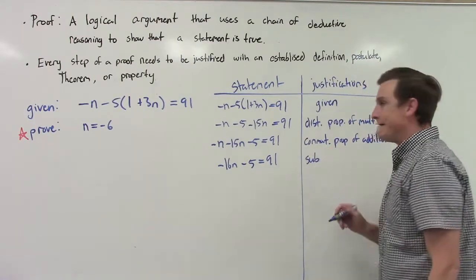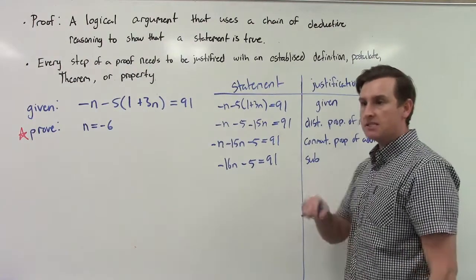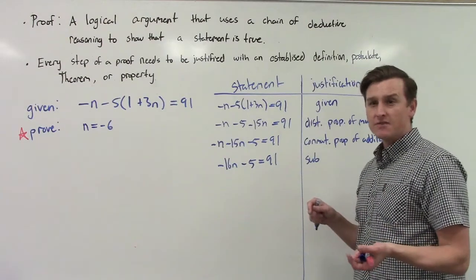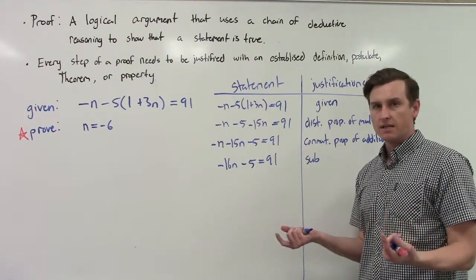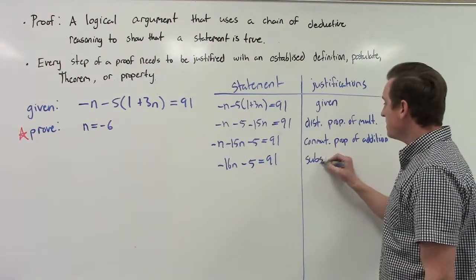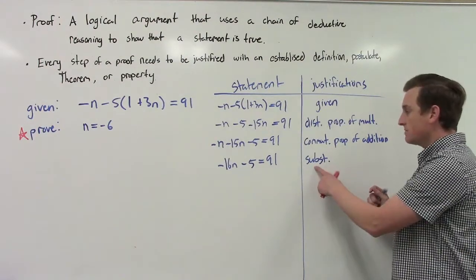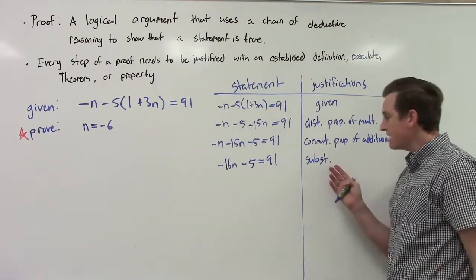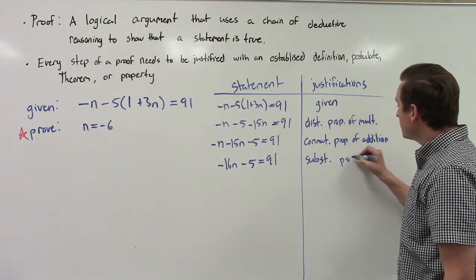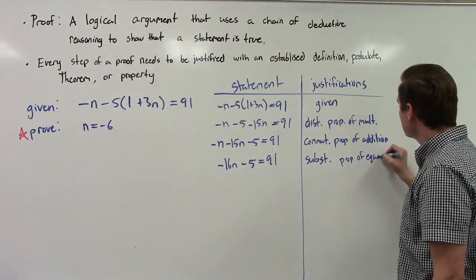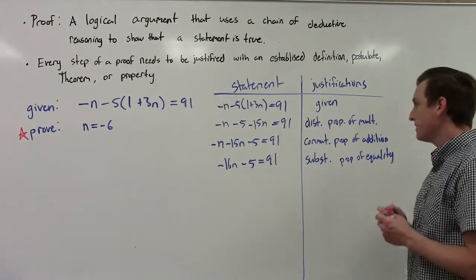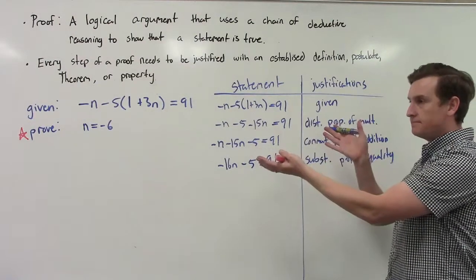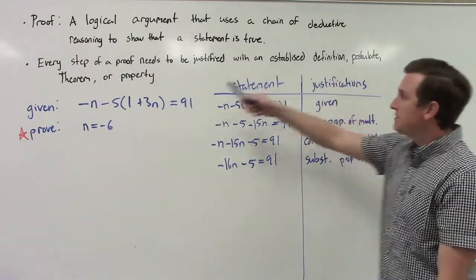So substitution. Now be careful with sub because there's a subtraction property. So if I say subprop, I don't know if you're talking about the subtraction property of equality or the substitution property of equality. And you need to be kind of specific here. So as long as we all understand each other, we're going to say substitution, right? That's not subtraction. Substitution prop of equality. So you don't necessarily have to write all the words out, but again, it needs to be clear what property you're referring to because it needs to be some established property.